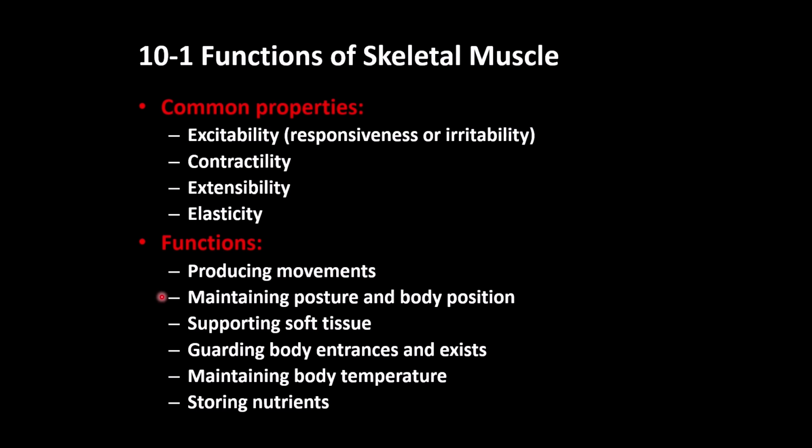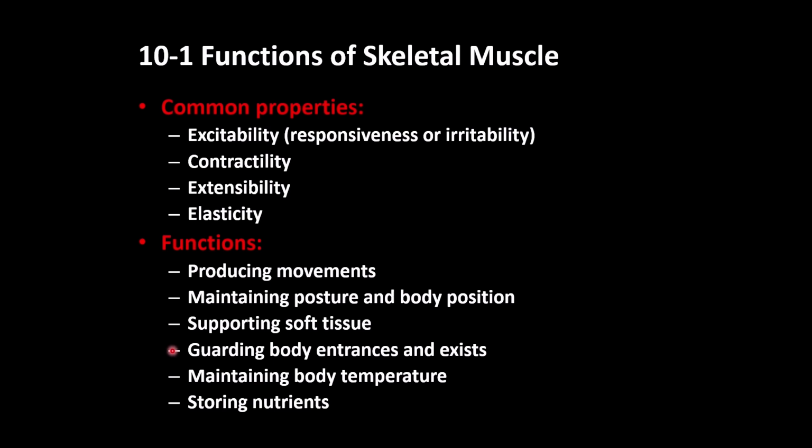It's maintaining posture and body position. Examples include the contraction of the neck muscles. That's how your head is up when you are awake. The contraction of back muscles is how it keeps your posture. The contraction of leg and thigh muscles is how you're standing. So, different body postures. It also supports soft tissue and protects some soft tissue.